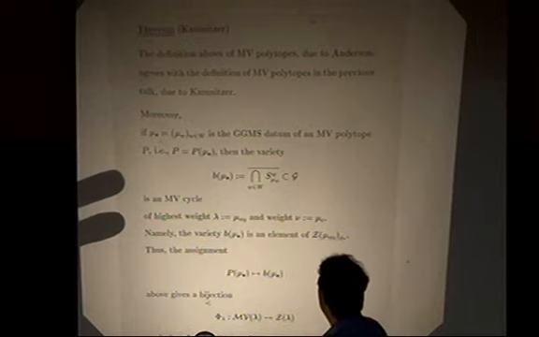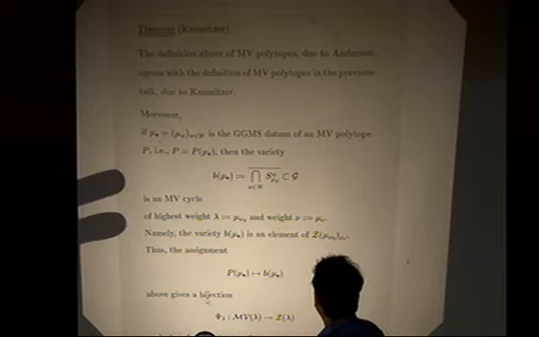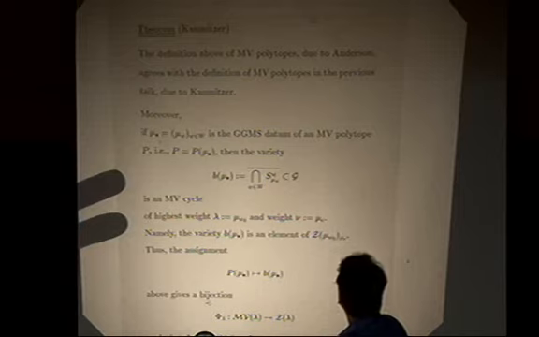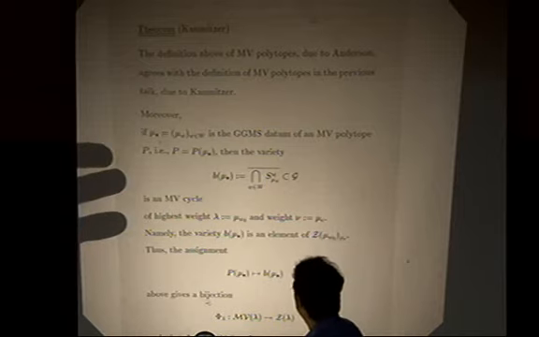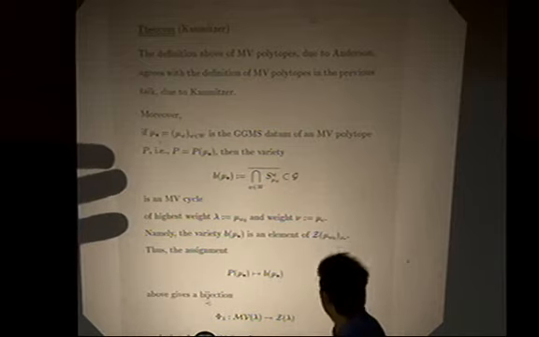Now the following important fact is due to Kamnitzer. The geometric definition above of MV polytopes, due to Anderson, agrees with the definition of MV polytopes in the previous talk by Sagaki. And the previous definition is also due to Kamnitzer.